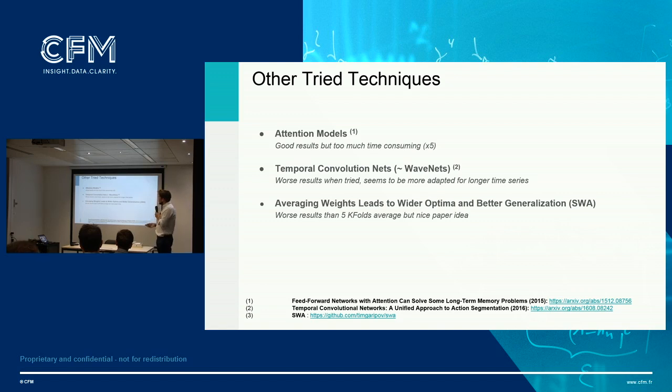And the last one didn't work, but I found the idea of the paper quite nice. When you do a fold split, you do your first fold, then you predict your test set, and at the end of your 5 folds you make the average of the predictions. Instead of averaging the predictions, you average the weights of the 5 models you get. The paper says that averaging the weights of the models gets you a better optimum in the space. I think it's a nice idea, but it didn't work, so I didn't use it.